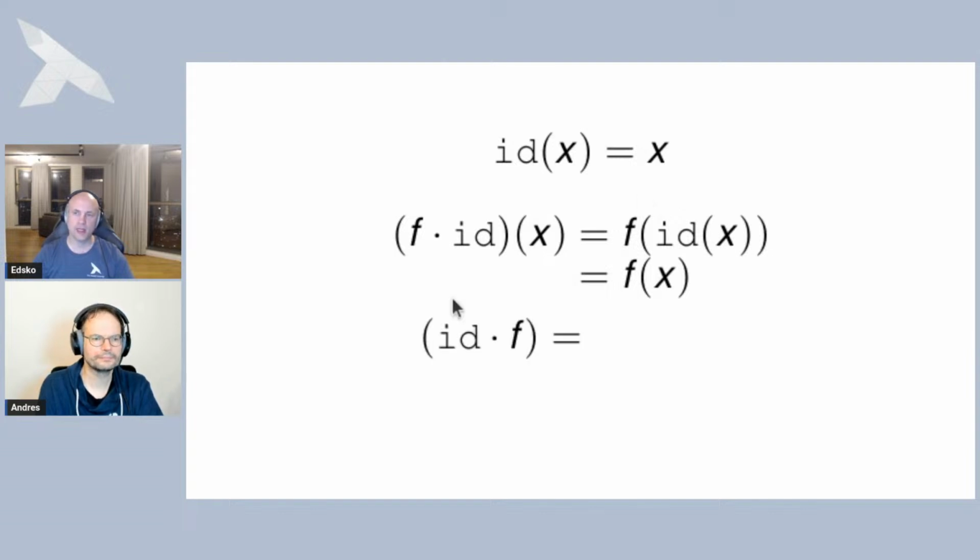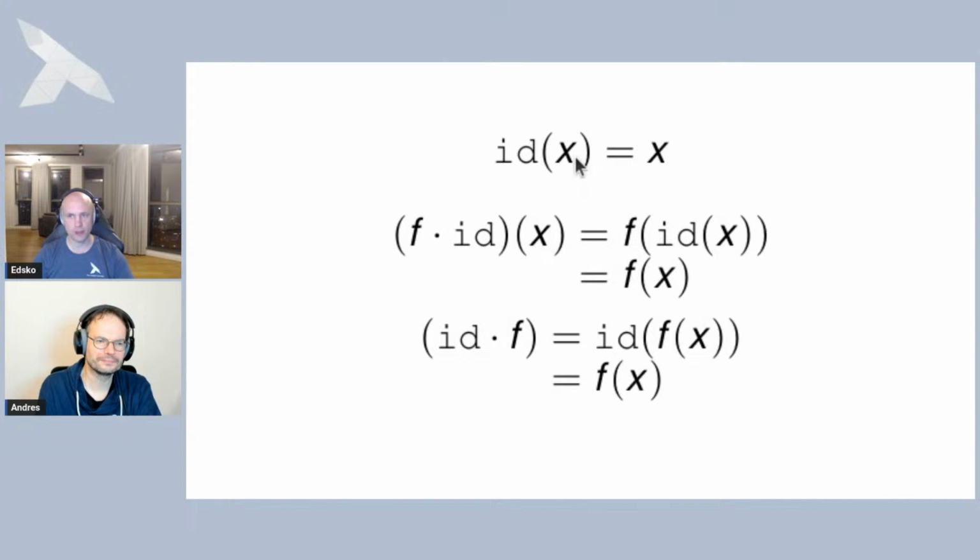Right? And similarly, if we have id on the left, applied to x, I beg your pardon, there's a typo here, then we apply id to the result of f applied to x, and so now we have id applied to f of x, right? And that's just f of x, by the definition of id. Again, this is just equal to f of x, meaning if we stick id on the left or on the right of f, then the result is just f, right?